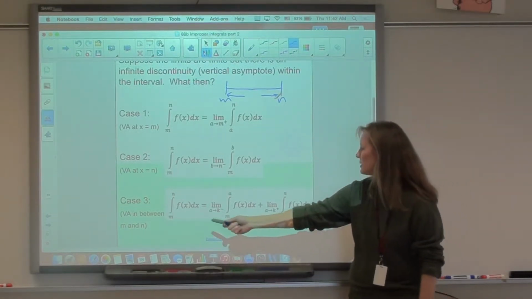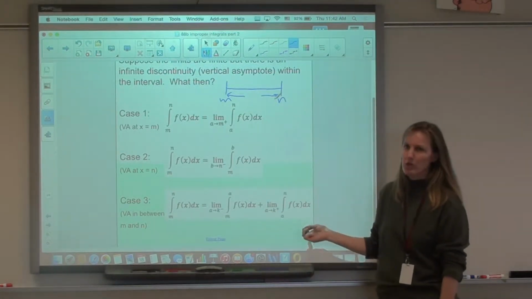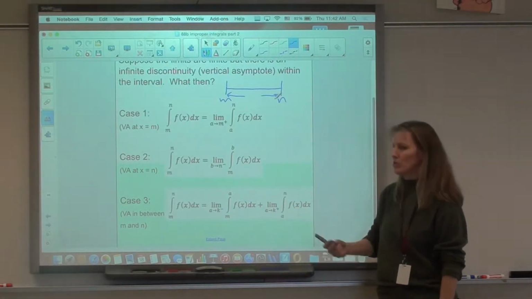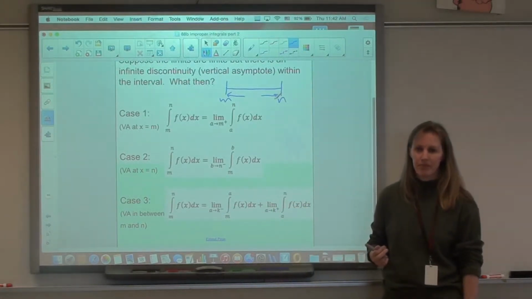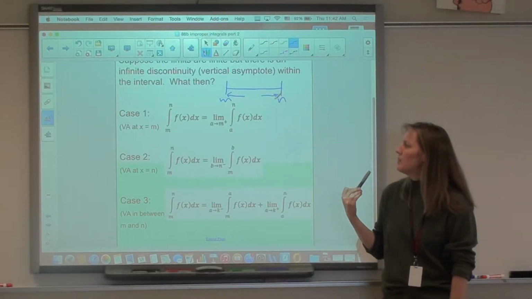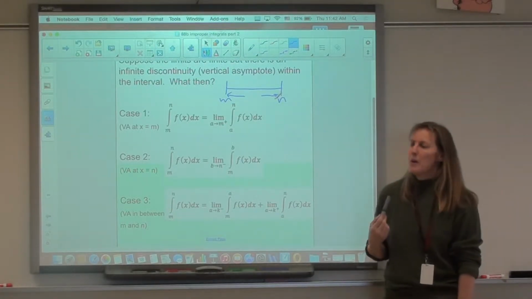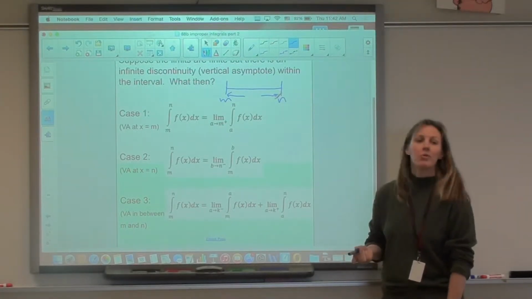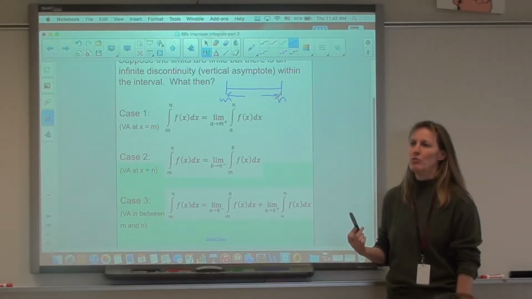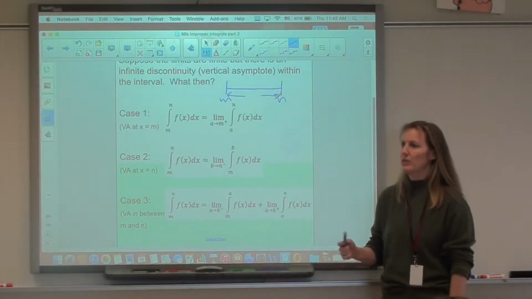If you have a vertical asymptote in the middle, you have to break up the integral into two integrals. So one where you approach the asymptote from the left, and one where you approach the asymptote from the right. The limits might not seem important, but there will be problems where they actually become very significant, where if you didn't have the limit there, it wouldn't make a lot of sense on how to evaluate the integral.